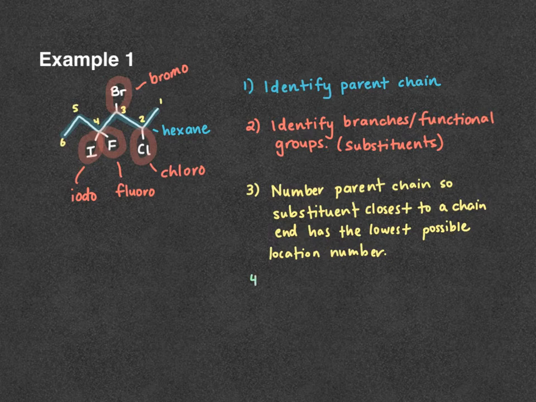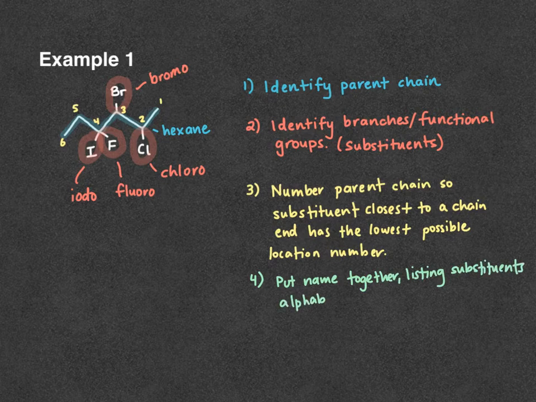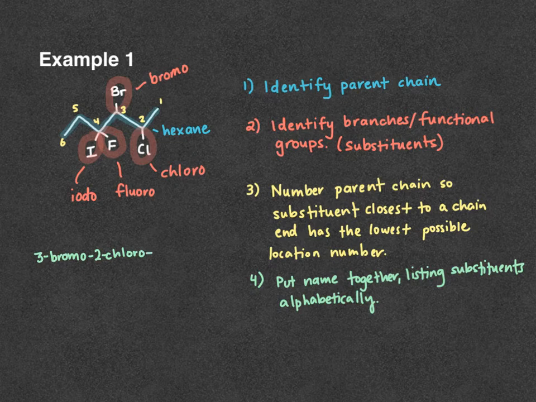And then our fourth step is to put the name together, listing substituents alphabetically. So in this case, first alphabetical is bromo. So we will have 3 bromo. Next is chloro, 2 chloro. Then fluoro, 4 fluoro.